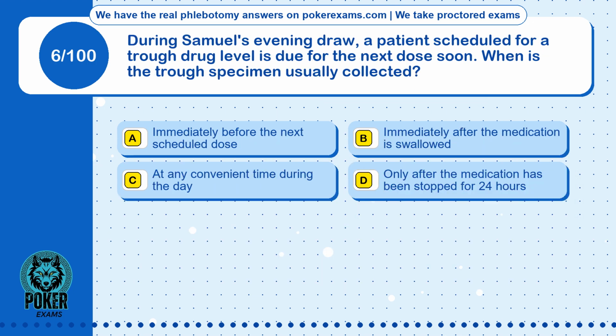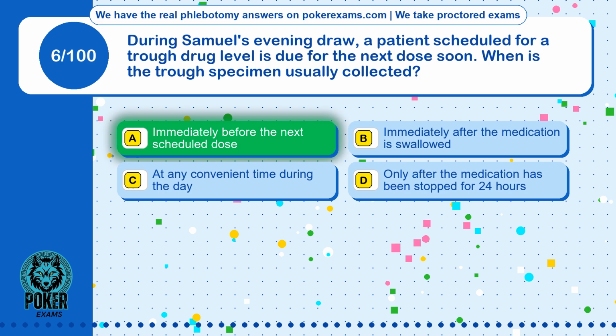Question 6. During Samuel's evening draw, a patient scheduled for a trough drug level is due for the next dose soon. When is the trough specimen usually collected? Option A. Immediately before the next scheduled dose. Option B. Immediately after the medication is swallowed. Option C. At any convenient time during the day. Option D. Only after the medication has been stopped for 24 hours.